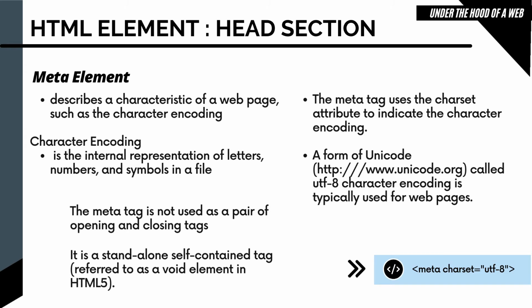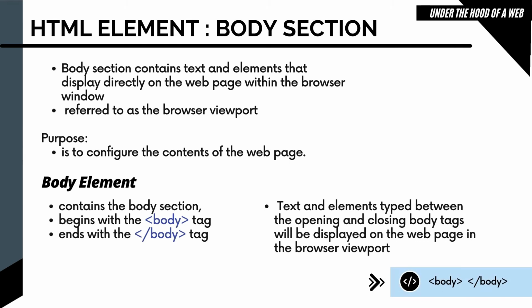character encoding. Body section. The body section contains text and elements that display directly on the web page within the browser window, also referred to as the browser viewport. The purpose of the body section is to configure the contents of the web page. Body element. The body element contains the body section, which begins with the body tag and ends with the /body tag. You will spend most of your time writing code in the body of a web page. Text and elements typed between the opening and closing body tags will be displayed on the web page in the browser viewport.